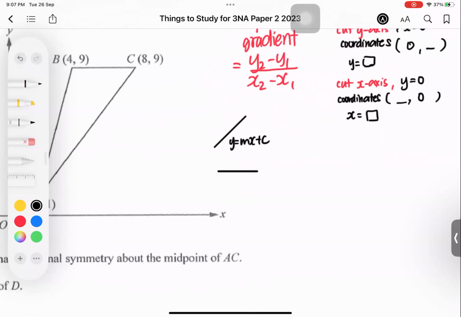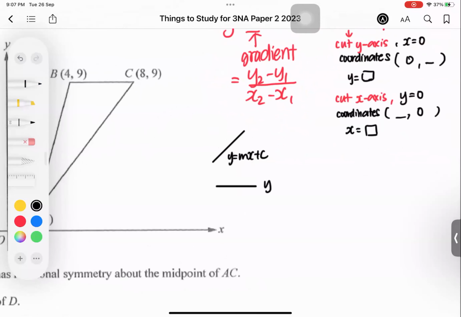This one, horizontal line, only cuts the y-axis. So this will be y equals to a number. Last but not least, vertical line. What is this kind of equation? Vertical line only cuts the x-axis. X equals to a number. So these 3 types you must know.